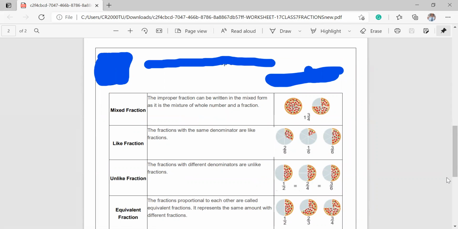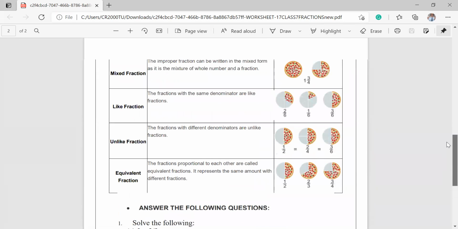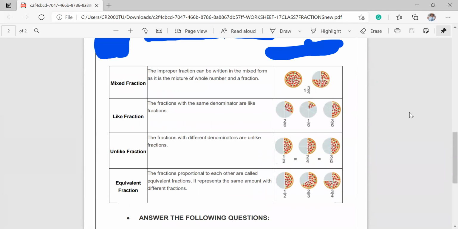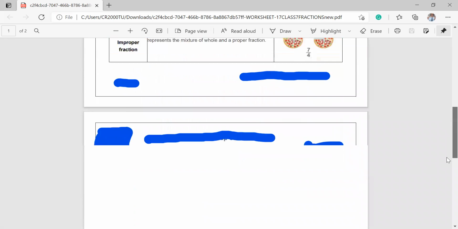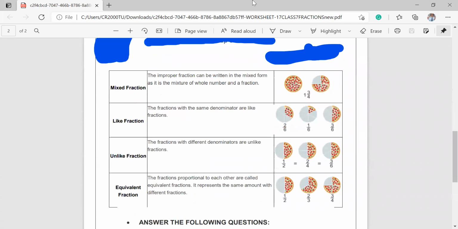We will learn the mixed fractions in this part. As we have studied the types of fractions, these two fractions we have already discussed. Let's discuss now the mixed fraction. Let me take another color first, then we will take the example. In the mixed fraction, we see the improper fraction can be written in the mixed form, a whole number and a fraction.